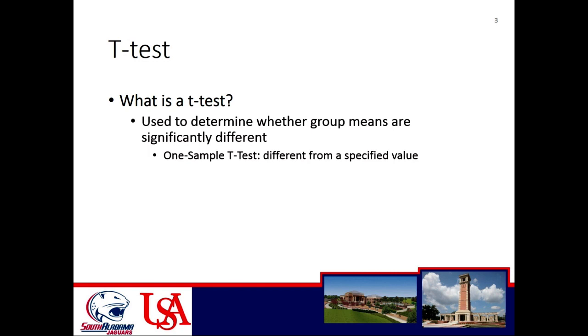We specify a value such as 6'6". We specify a value such as an 80 on test 1. And we could perform a one-sample t-test to determine whether the group mean is significantly different than that value.